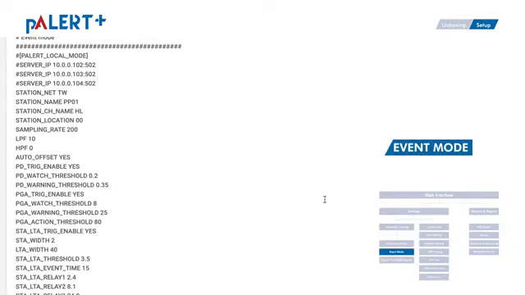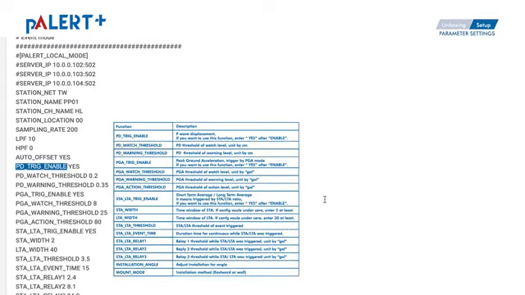Event mode. PD trig enable, P wave displacement. If you want to use this function, enter yes after enable. PD watch threshold, the PD threshold of watch level, unit in gal. PD warning threshold, the PD threshold of warning level, unit in gal.